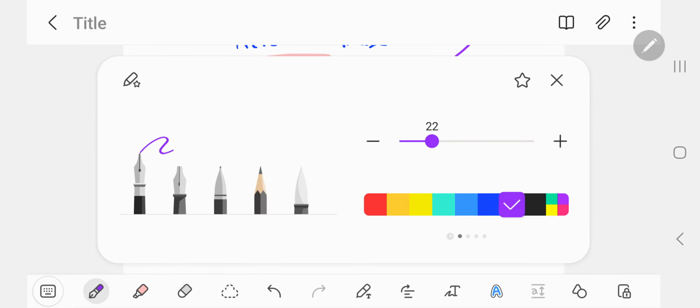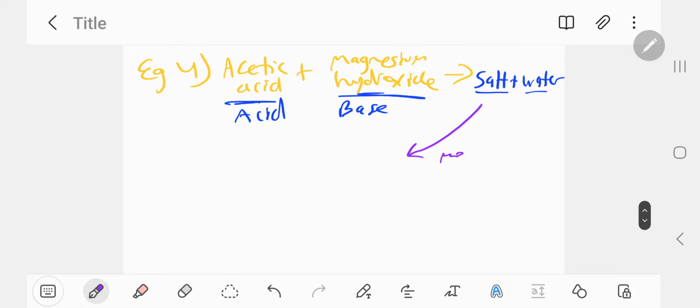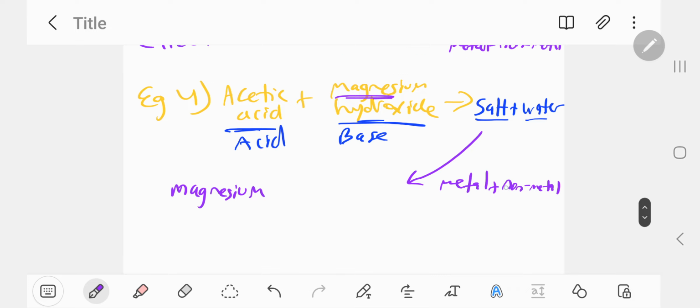Step 2. The name of the salt, remember, metal and non-metal. It's very hard to write on this, apologies. The metal name is in the base, magnesium. Magnesium is the metal. For the non-metal, you go to the acetic acid, the acid. Acetic becomes acetate. So it's magnesium acetate. The acetic becomes acetate.